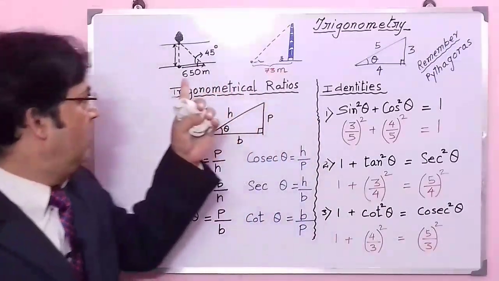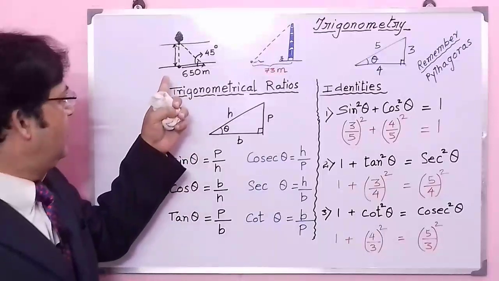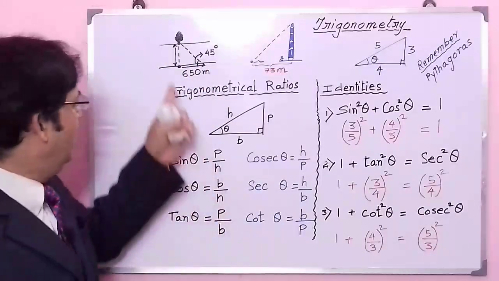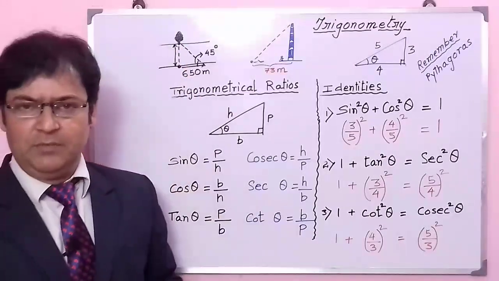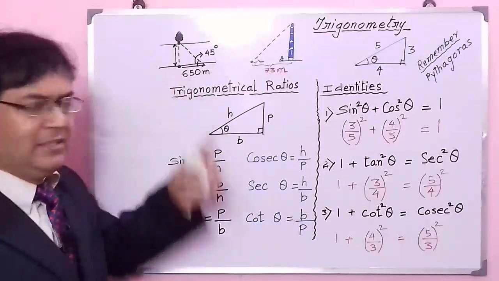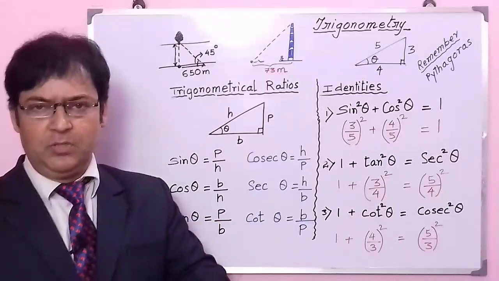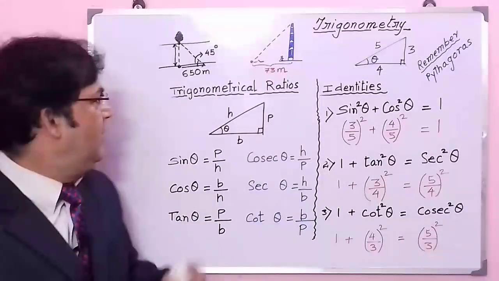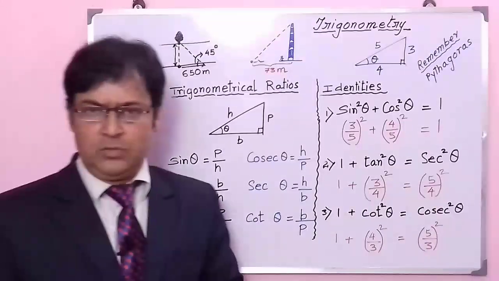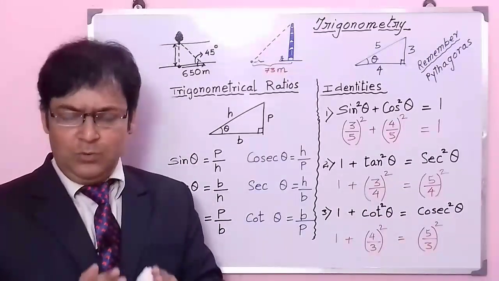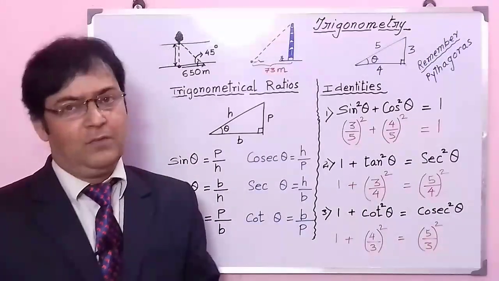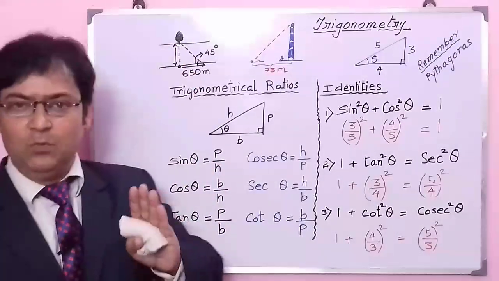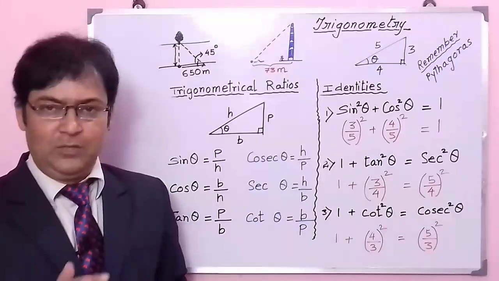Here, look at this one. Here is a river. There's a tree at the other side of the river. Someone is standing here, just opposite to the tree on the other bank, and he wishes to calculate the width of the river without crossing it.